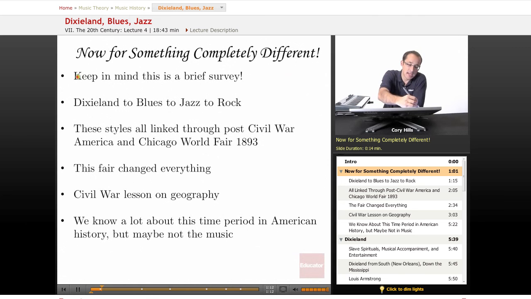As I say, keep in mind this is a brief survey. Okay, Dixieland goes to blues, goes to jazz, goes to rock. We know a lot about rock and roll, we know a lot about jazz. Maybe not as much about blues or Dixieland, but they're all interconnected, and finally we find ourselves in our actual country here, the United States of America. Finally, we're talking about a non-European place.